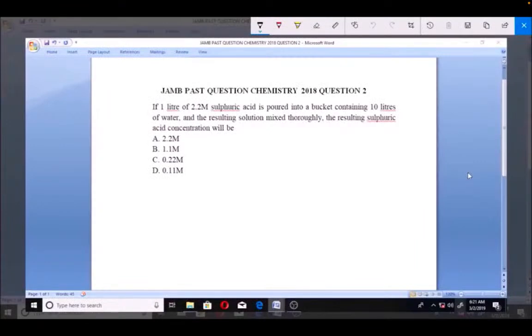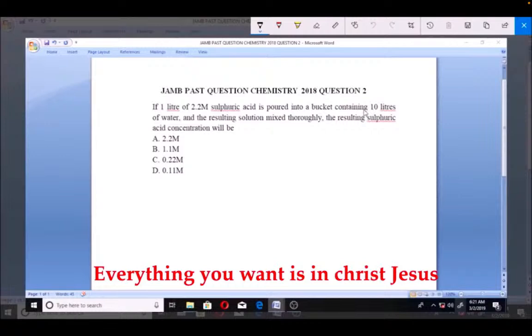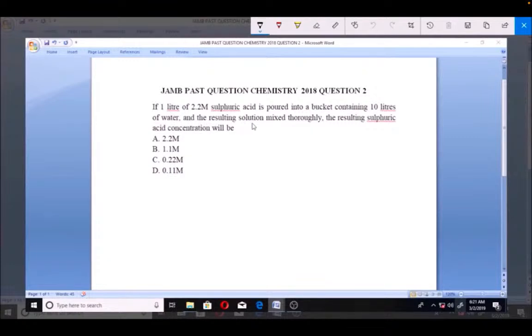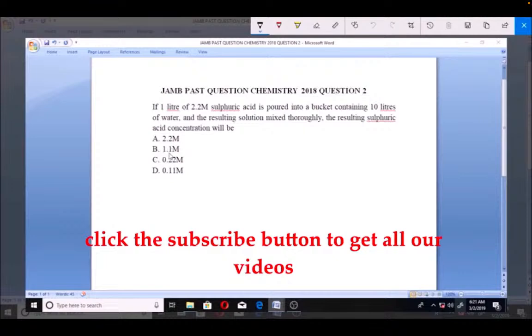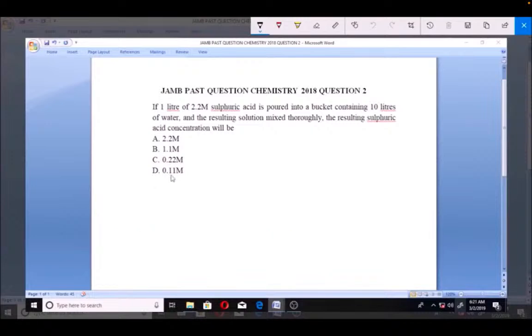Hello, welcome. Let's look at this JAMB past question for chemistry 2018, question number 2. If 1 liter of 2.2 molar sulfuric acid is poured into a bucket containing 10 liters of water, and the resulting solution mixed thoroughly, the resulting sulfuric acid concentration will be: A. 2.2 M, B. 1.1 M, C. 0.22 M, D. 0.11 M.